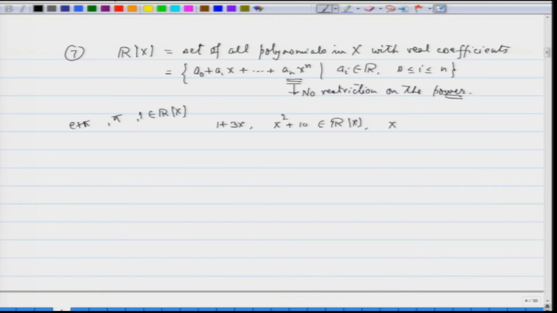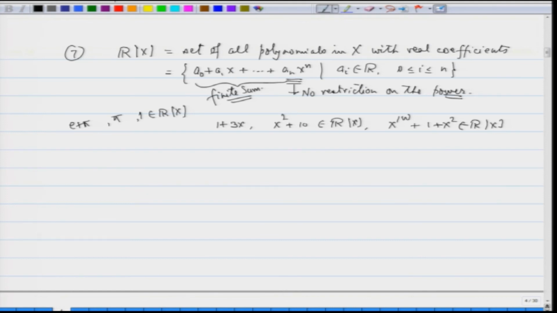We also have x to the power 100 plus 1 plus x square belongs to R[x]. So, all of them belong to R[x]. Any polynomial that you can think of, polynomial means a finite sum, there is no infinite sum here. Look at any polynomial, polynomial means a finite number of monomials, a finite number of terms, fine. So, that is an element of R[x].